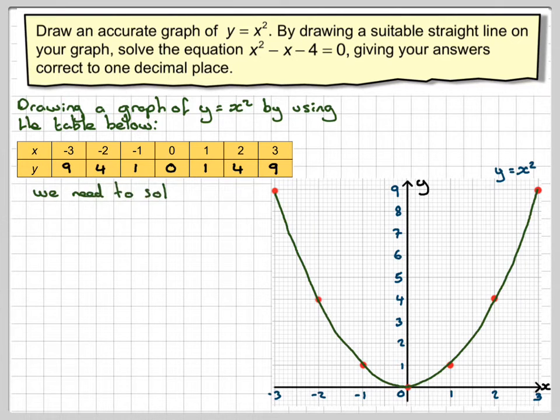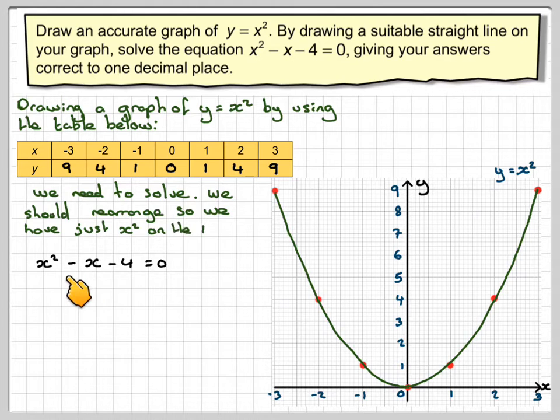Now, we were going to use this to solve x squared minus x minus 4 is equal to 0. So I need to make the left-hand side here x squared. So we're going to rearrange this so we've got just x squared on the left-hand side. That's what that means, left-hand side. So that means I'm going to have to add x and add 4.